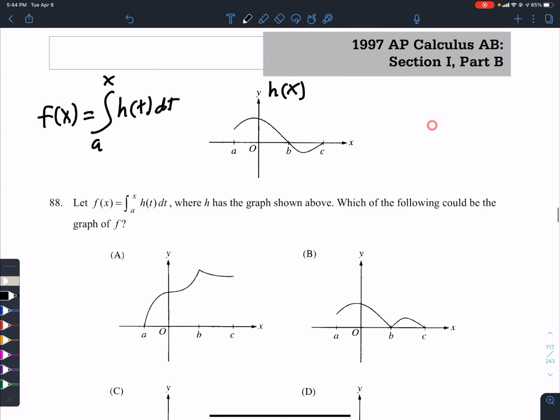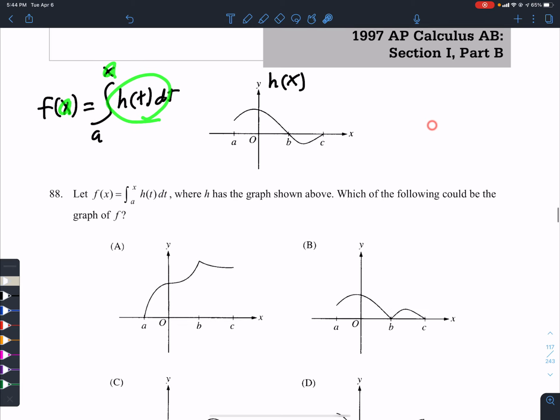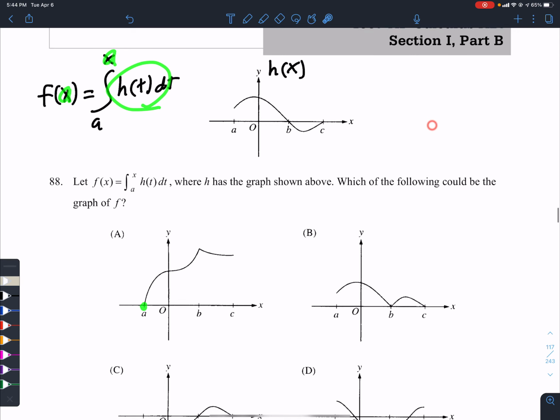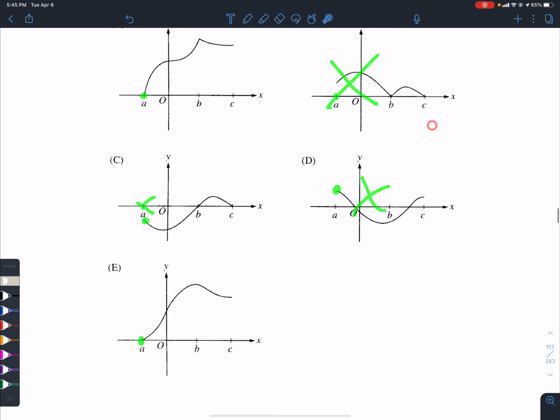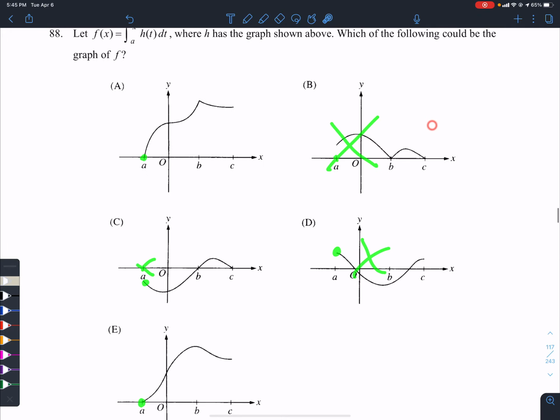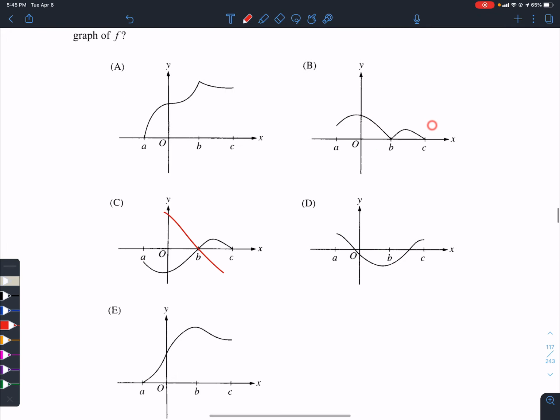If you were to plug in a, the integral from a to a is going to be 0. So f of a should be 0. F of a is 0. F of a is not 0. F of a is 0. So the only candidates right now are a and e. So we can eliminate these three.